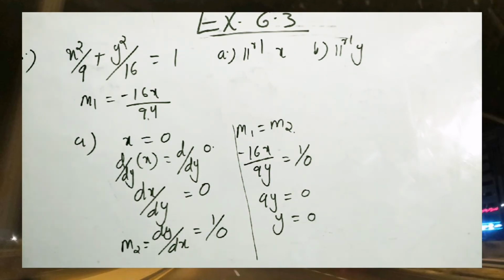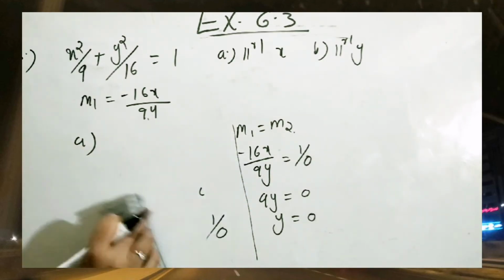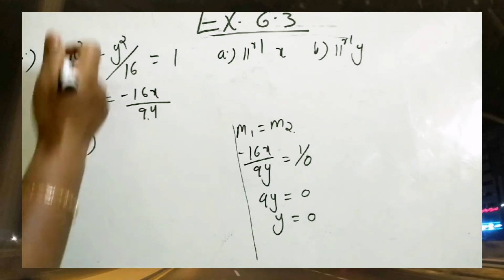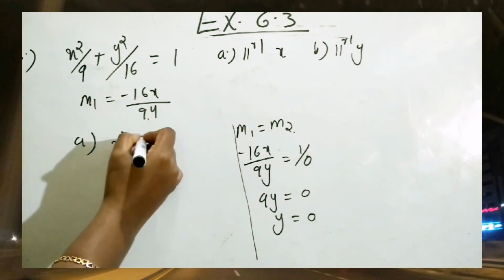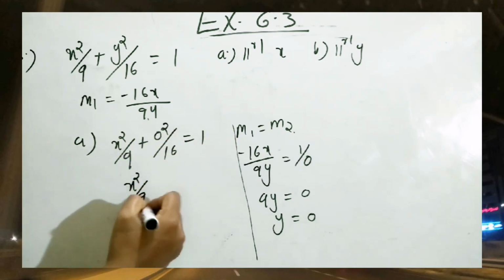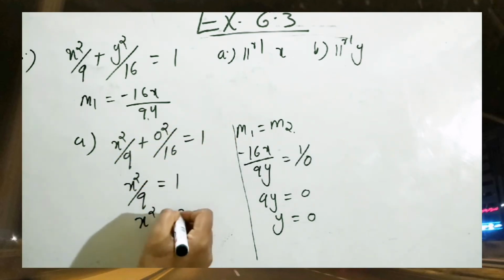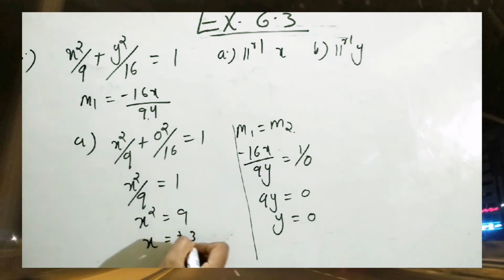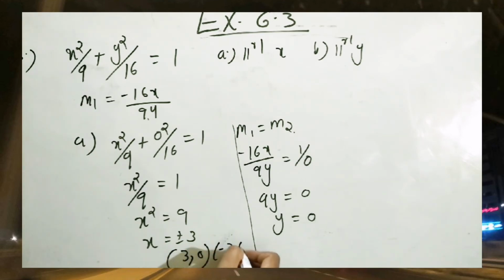And if y is equal to 0, we need to find out the value of x corresponding to that. So just substitute y is equal to 0. So x square by 9 plus 0 square by 16 equal to 1. That is x square by 9 is equal to 1. So x square is equal to 9 and x is equal to plus or minus 3. So the required points in the second case are ordered pair 3, 0 and ordered pair minus 3, 0.